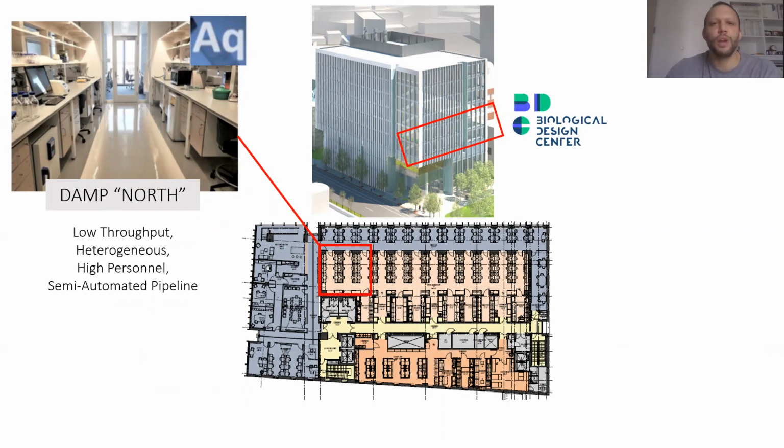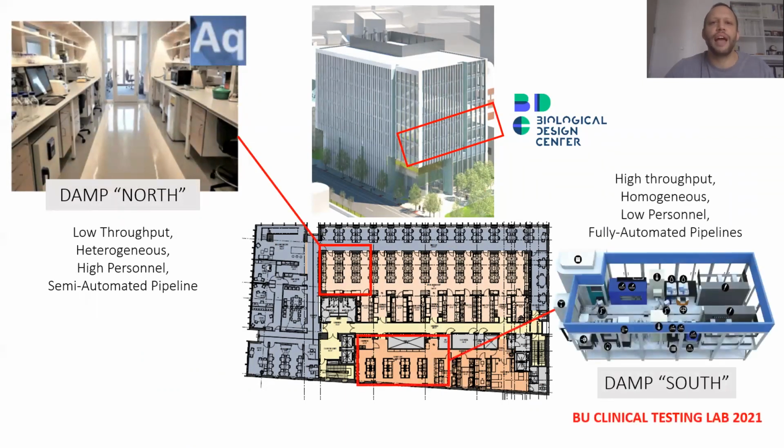The north side has a relatively complete set of low throughput, heterogeneous processes that personnel run in a very standardized way. And then historically, what was called the south side has large scale automated facilities, or that's what it aspires to have, that then do relatively homogeneous sets of services, but do them in a high throughput, low personnel way.